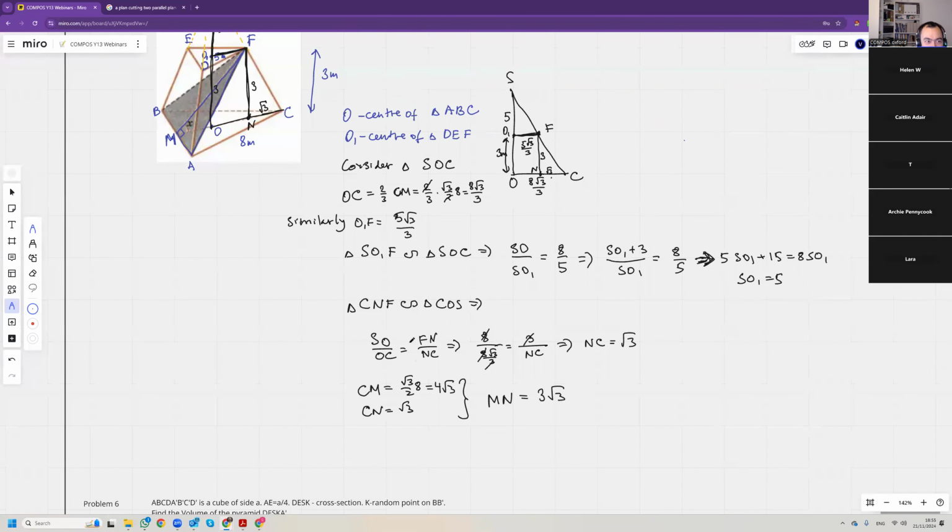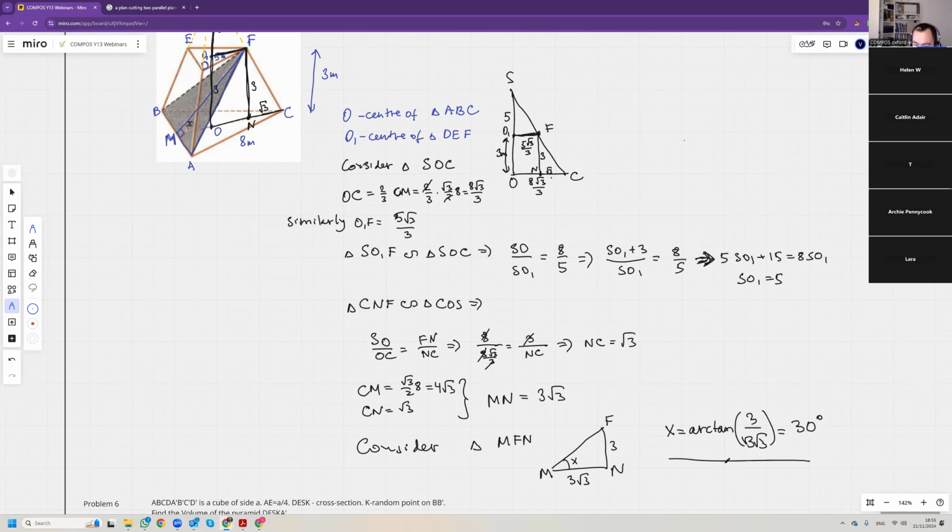We found MN. And now consider triangle MFN. So this is 3, this is MFN, and this is 3 root 3. So we can immediately find angle X. So X is arctan of 3 over 3 root 3, and that is 30 degrees. So X is 30 degrees.